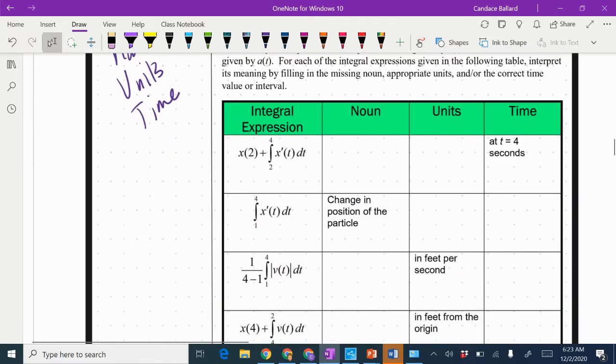So we have this integral expression. It's definitely starting at some kind of a point or initial condition. It's going from 2 to 4, okay? So we know that the time ends at 4 seconds. This is actually representing position. So this is the position of the particle.